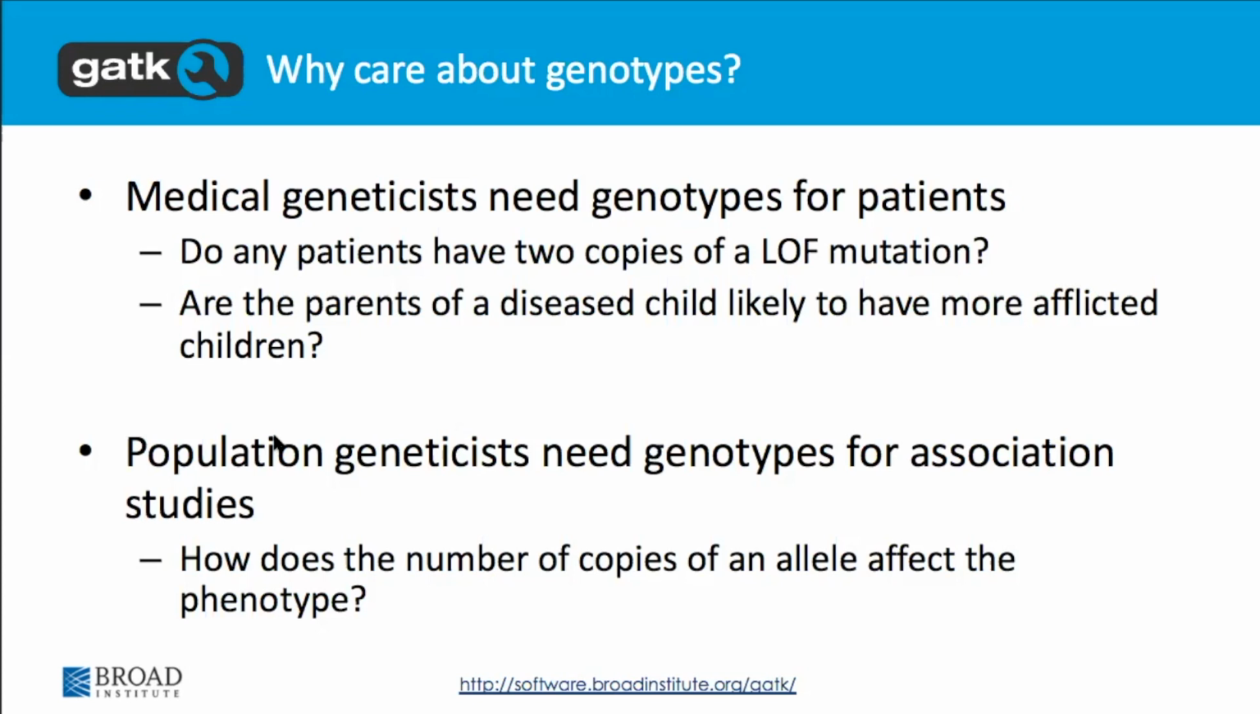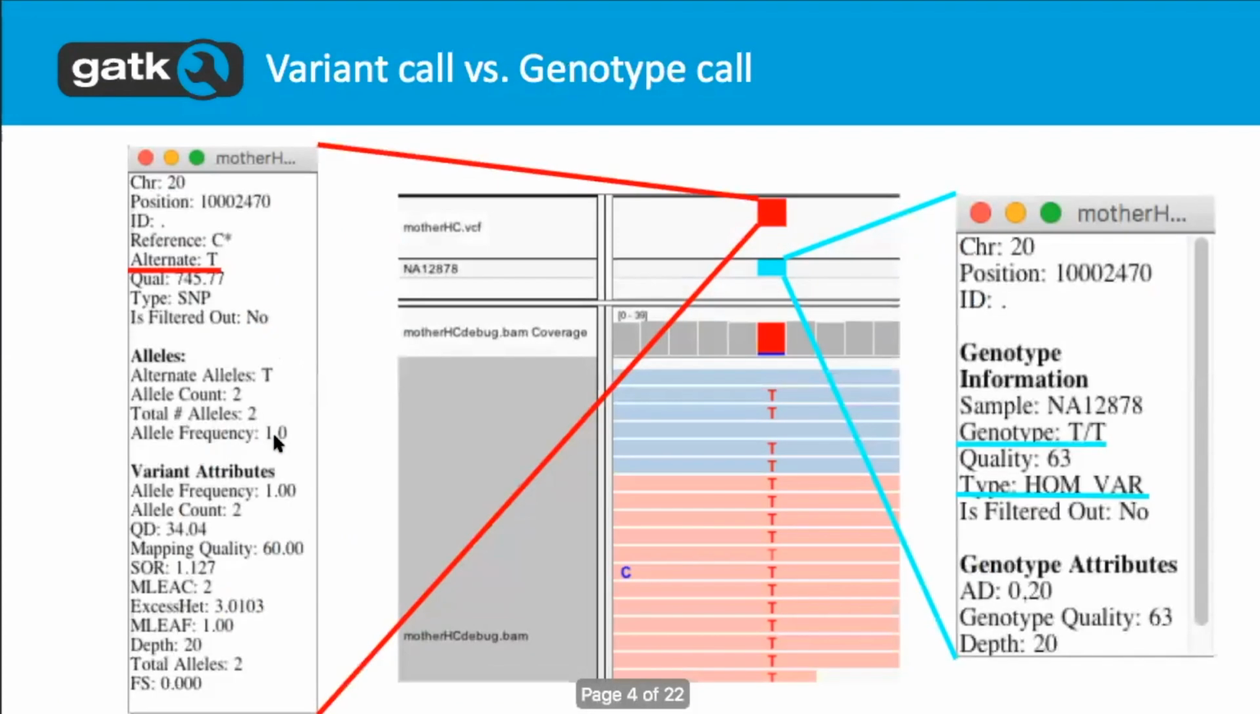If we're looking at population genetics, we need to know what the genotypes are for association studies. For example, we'll ask, how does the number of copies of an allele affect the phenotype? Which ties back to that first question, but in a more general population sense, instead of patient-specific. So we care about genotypes. Hopefully, I don't need to tell you more on that idea.